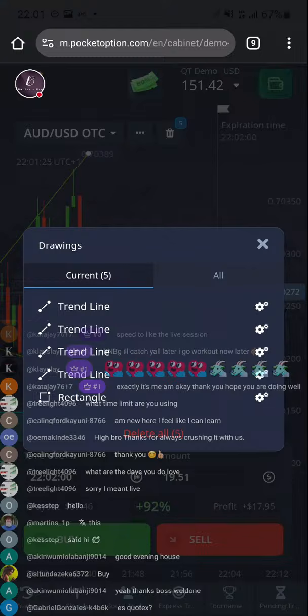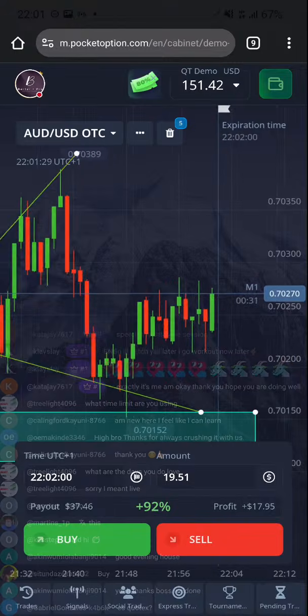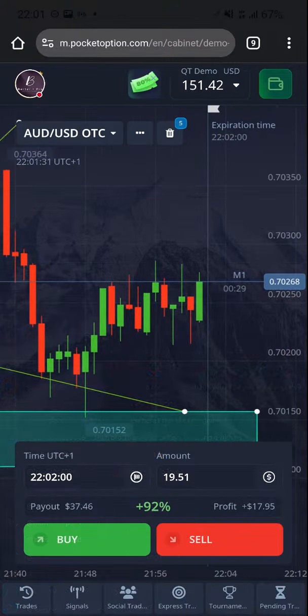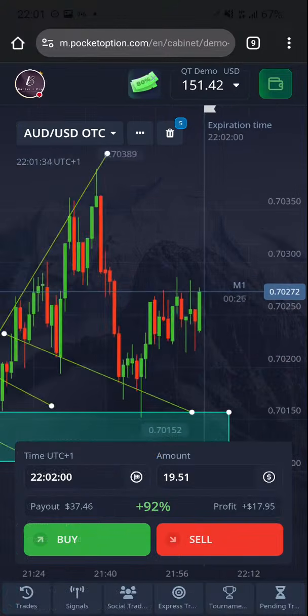No, it's not Cortex. It's this Pocket Option. So this Pocket Option is not Cortex. Thank you so much for joining. I really appreciate you coming.